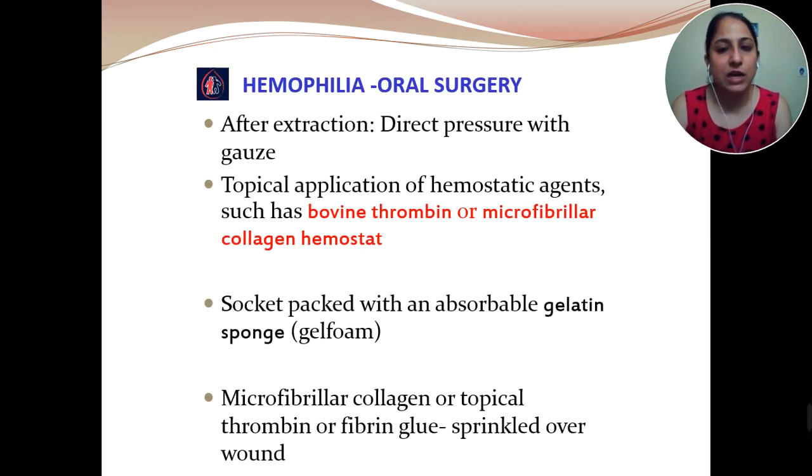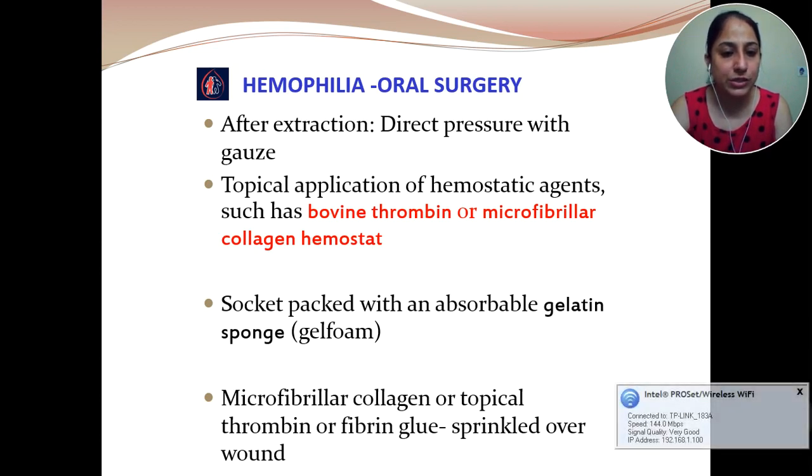In oral surgery, after extraction, direct pressure with gauze and topical application of hemostatic agents can be used. The socket is packed with an absorbable gelatin, that is sponge or gel foam, microfibrillar collagen, or topical thrombin or fibrin glue can be sprinkled over the wound.